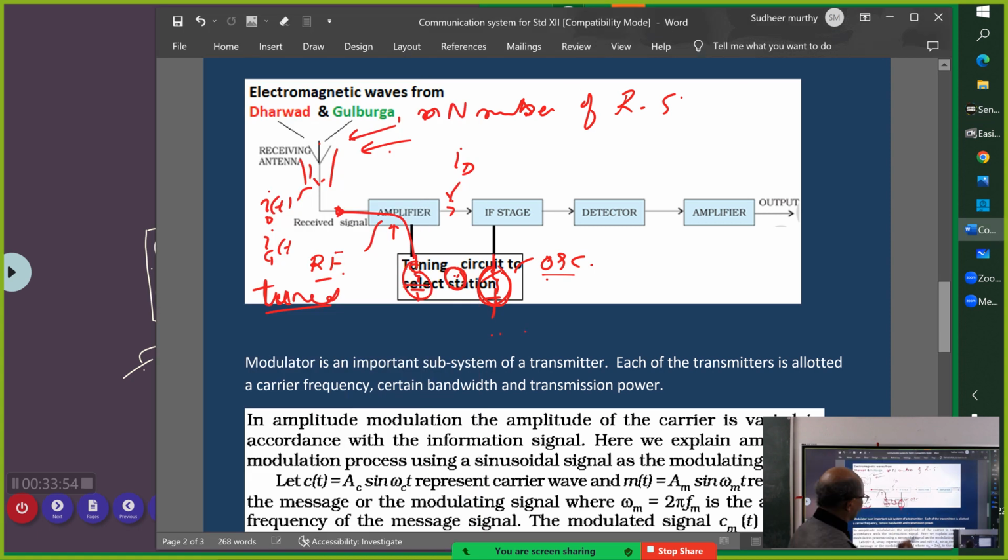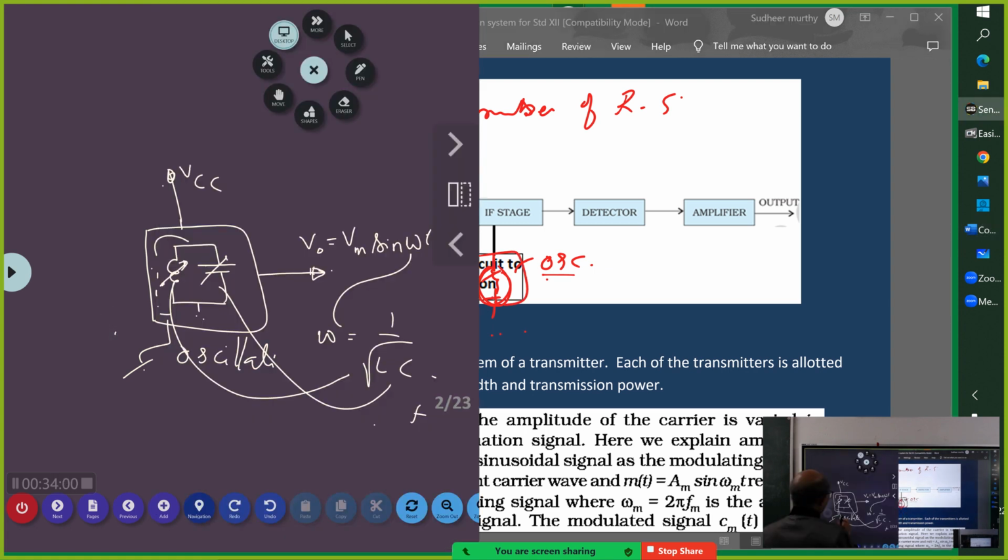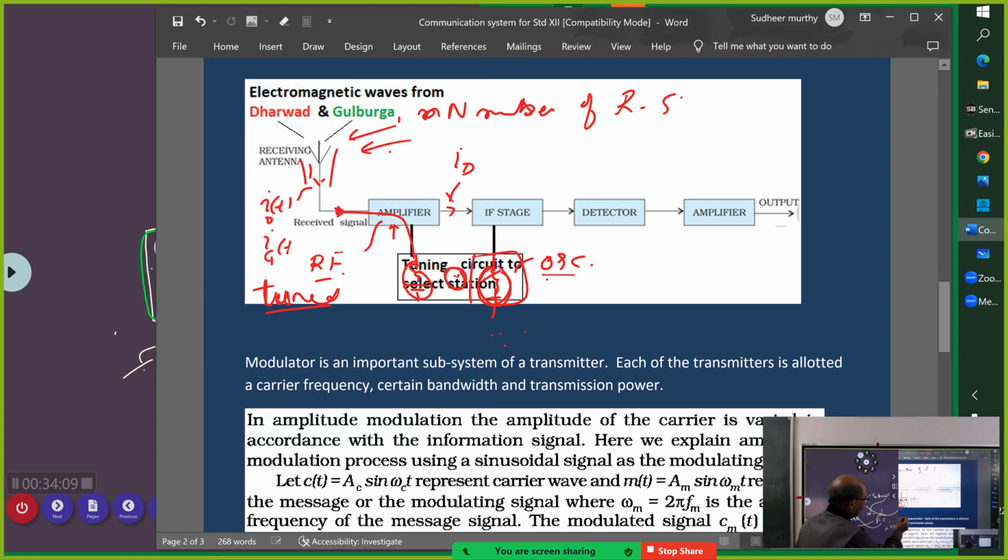Now, I'll illustrate. So there is one oscillator here. Say, this oscillator, what I am showing here, this is there here. Got it? You learn with me, don't worry. So this oscillator is here.